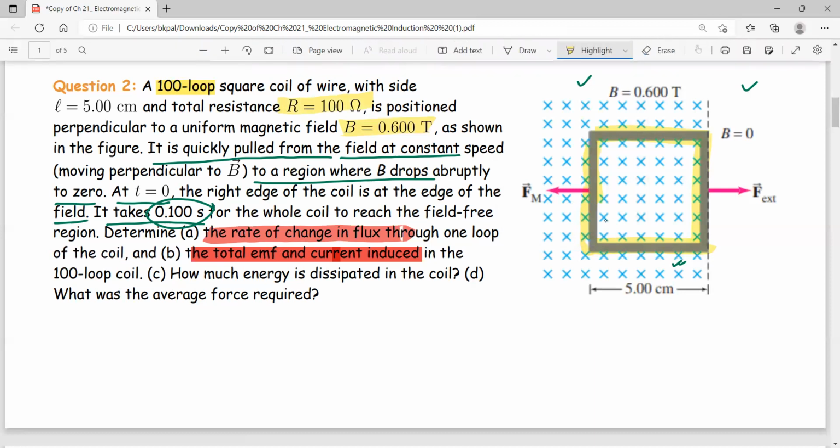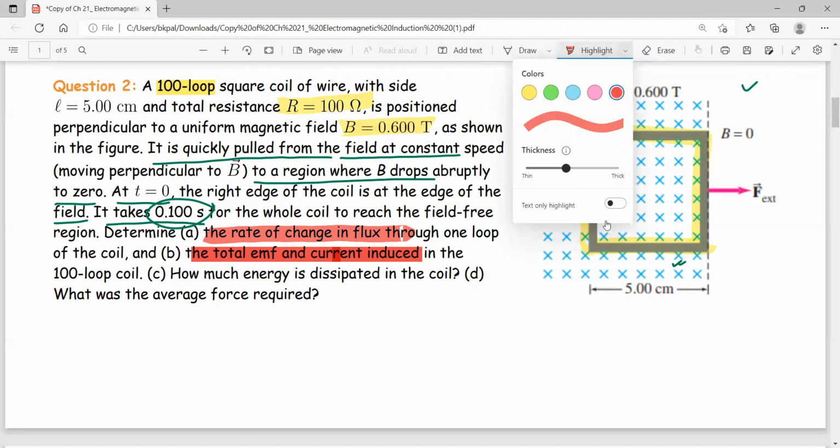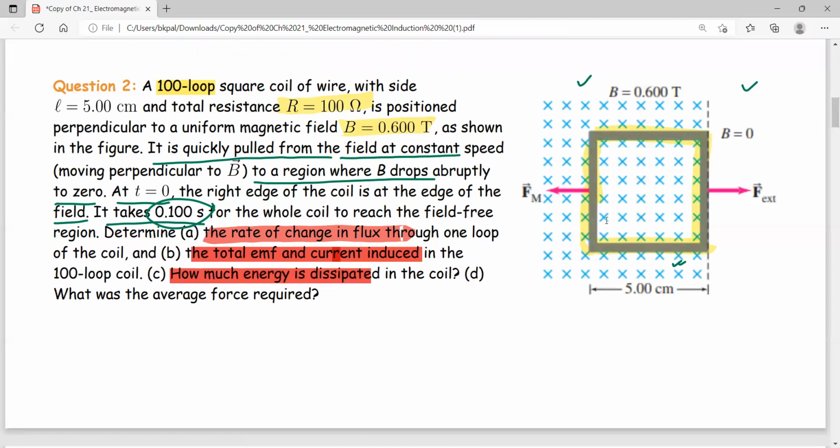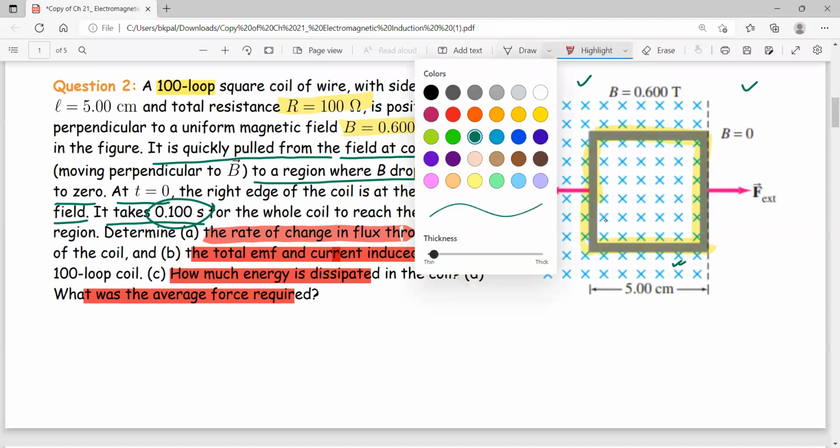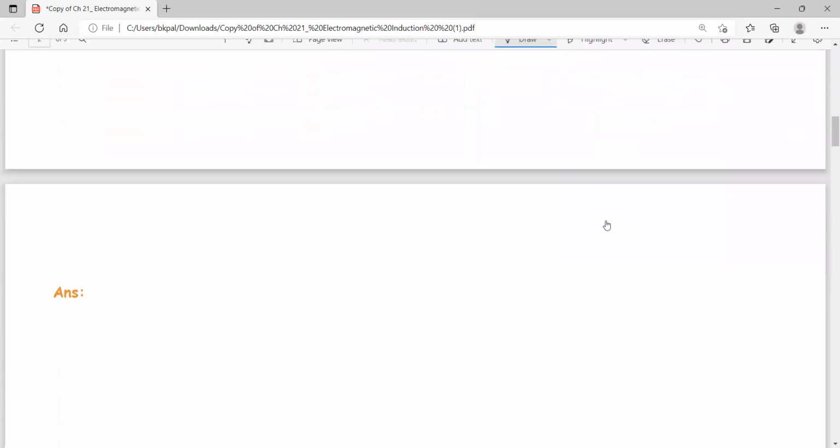And then energy, we have to calculate the energy and the average force required to bring the loop from the magnetic field region to the zero magnetic field. So several things we have to calculate. Okay, so let's start.